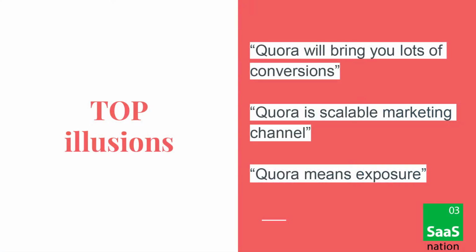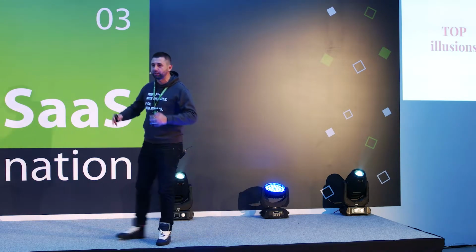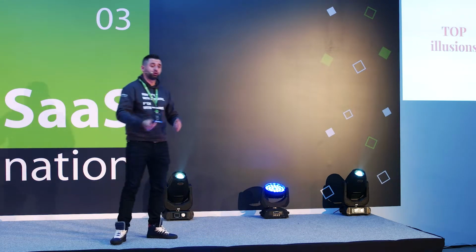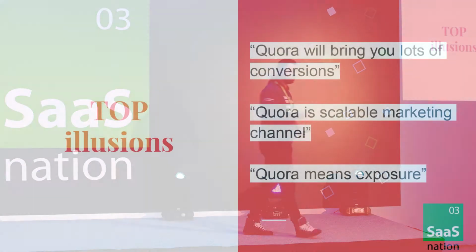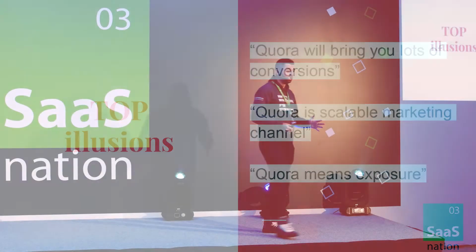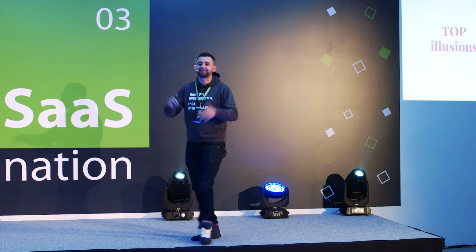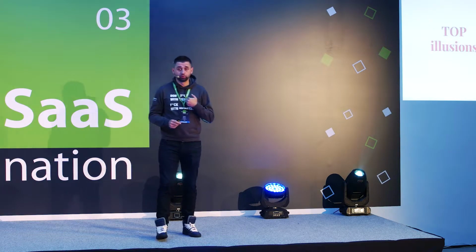The top illusions. Because when you read these books about crowd marketing, they say Quora will bring you lots of conversions. Stop doing anything, focus on Quora, because all the experts, all the VCs are there. Top guys are there. You can talk directly, they will buy your product, you'll be happy. Second one, Quora is scalable. You can start Quora, learn how to do it, and then have 5 people doing Quora marketing, and you are in good hands. And the third one, Quora means exposure. When you are active on Quora, millions of people will talk about you, or at least see you. All those I could not prove with my case.